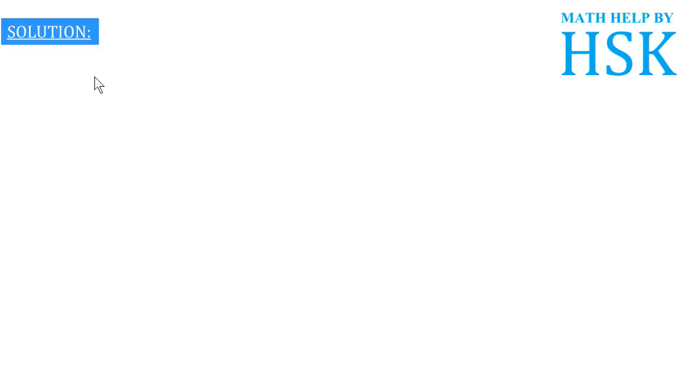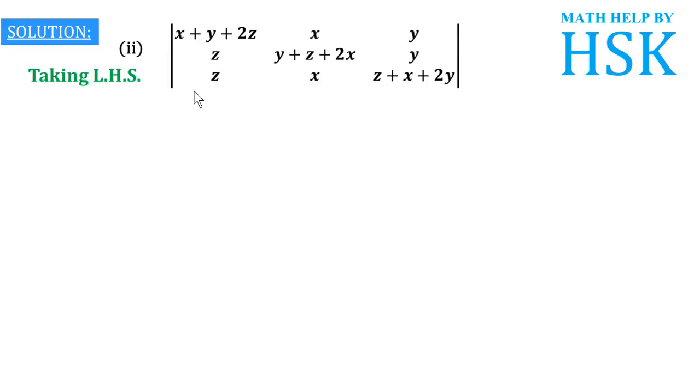Now we are going to solve the second part. Taking the left hand side of the determinant given in the second part, we have x+y+2z, x, y; z, y+z+2x, y; z, x, z+x+2y, and we have to prove that this determinant is equal to 2(x+y+z) whole cube. So the first thing we can observe here is that if we add the elements of column 2 and column 3 to the elements of the first column, I'm going to get 2(x+y+z).